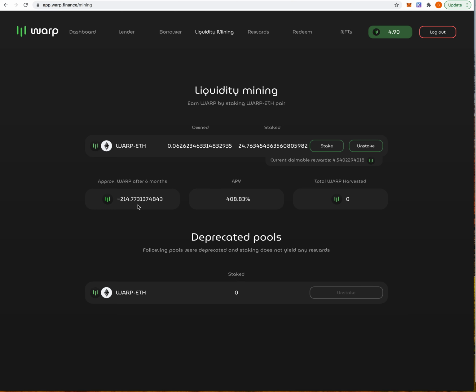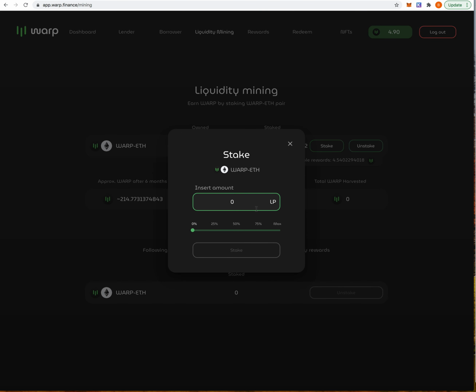To partake in this, you're going to need to go to Uniswap and create an ETH Warp LP token. After you've gone through the process of making that LP token, it'll give you the option to stake. The first time you do this, you'll have to approve it, just like anytime you're approving any contract. Then you will stake it: you'll put the max amount and click stake.